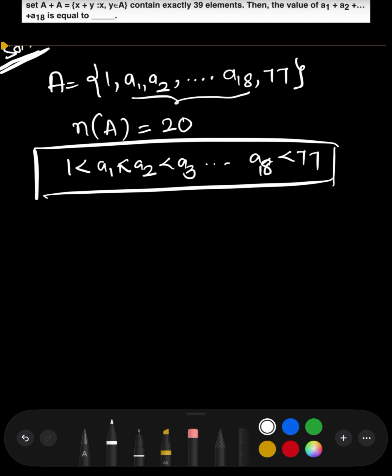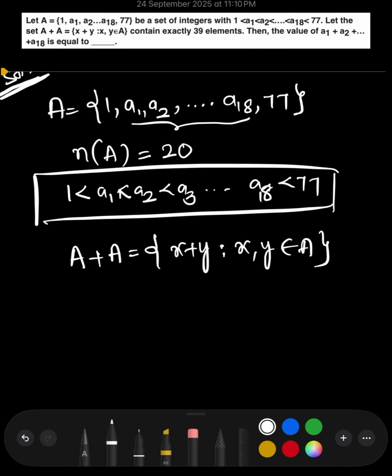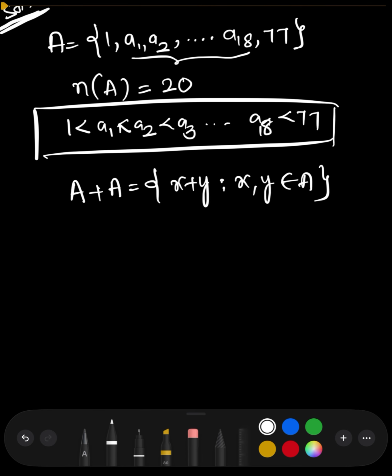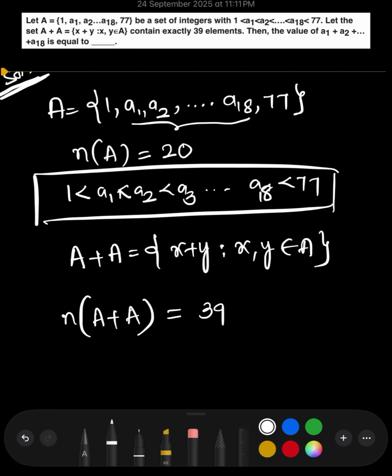Now they have given the addition of two sets, A + A, which is nothing but x + y such that x and y both belong to capital A only. Then we are adding two elements which belong to capital A only, and it contains exactly 39 elements. Which means the number of elements in the summation of two sets A and A is nothing but 39. So if you observe this clearly, focus on the concept: the set has 20 elements and A + A has 39 elements, which is in the form of 2 into 20 minus 1.